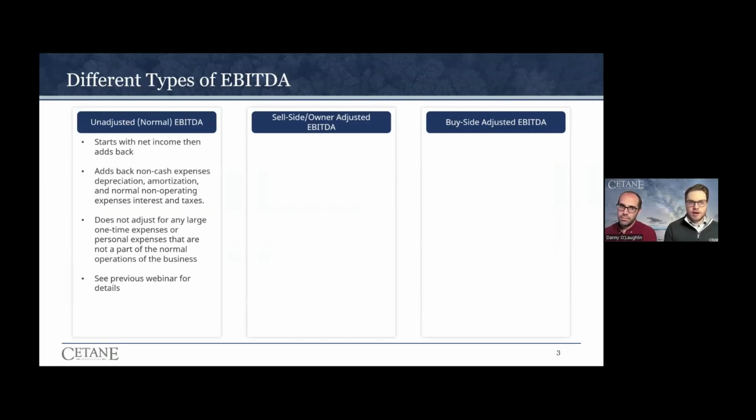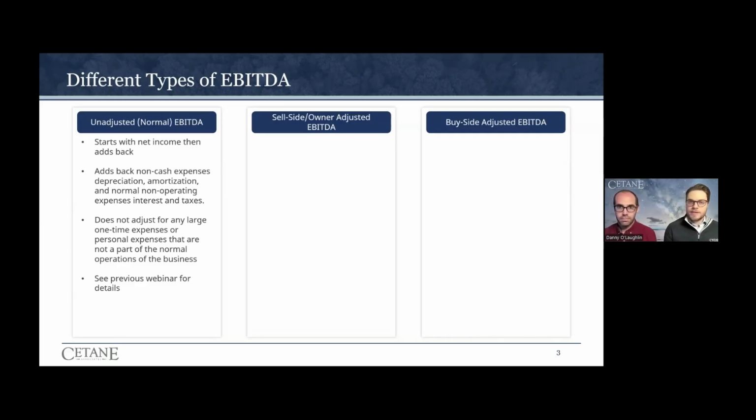We're going to start with unadjusted or normal EBITDA. We'll just cover this quickly because we just did a whole other webinar on it. If you're looking at your P&L, this starts with net income and then adds back depreciation, amortization, interest, and taxes. This is unadjusted EBITDA, so it doesn't adjust for any of those large one-time expenses or personal expenses that are not a part of the normal operations of the business, which is why we're talking about adjusted EBITDA and different adjustments.